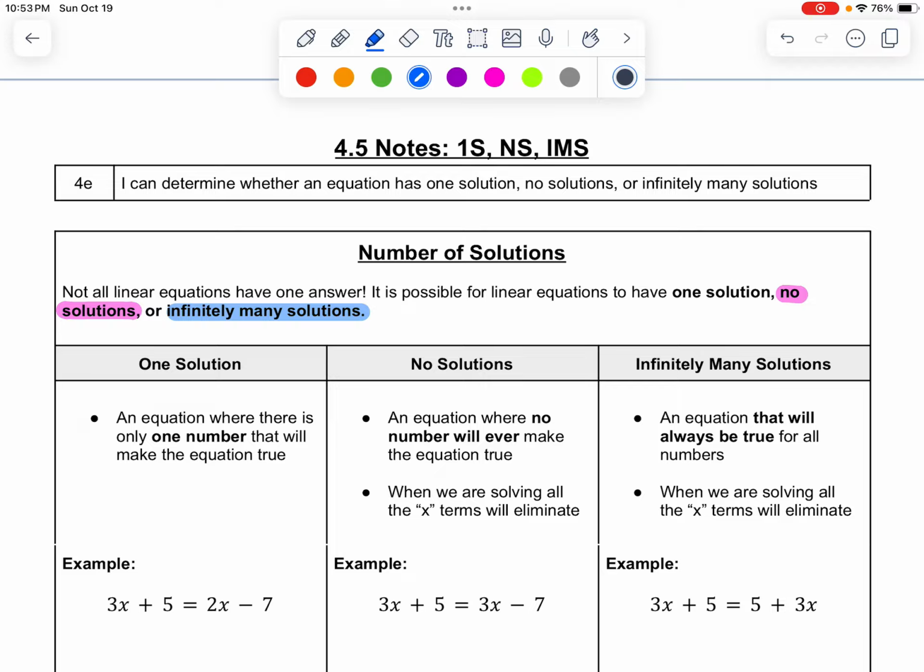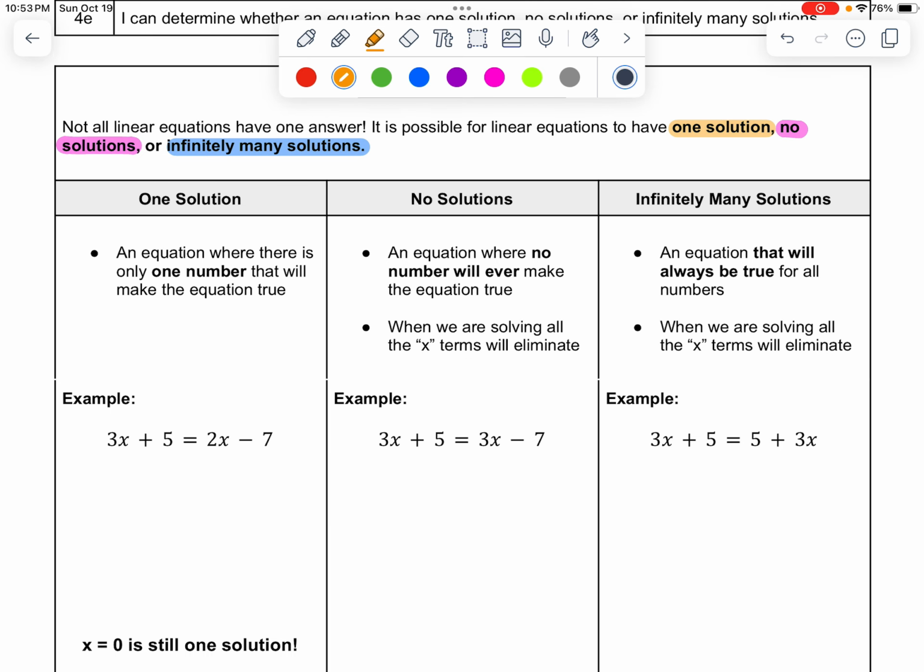So right now we're going to learn how to tell the difference between problems that have one solution, which is what we've been used to up until now, no solutions, there are never any answers, or infinitely many solutions. There are an infinity number of answers. Let's talk about one solution.